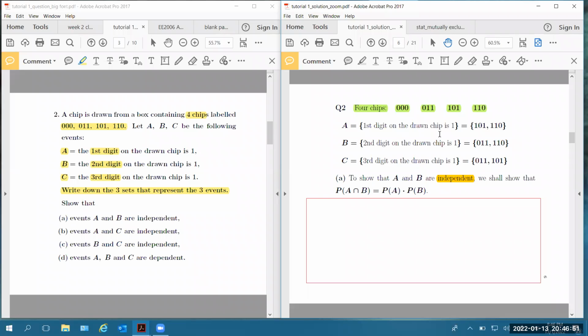What is the difference between event and set? Can you say again? What is the difference between an event and a set?